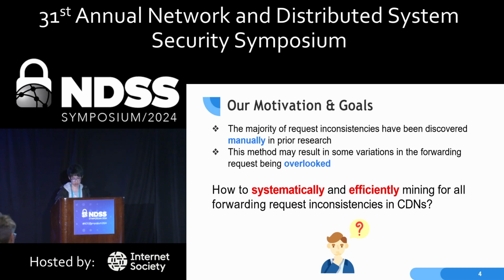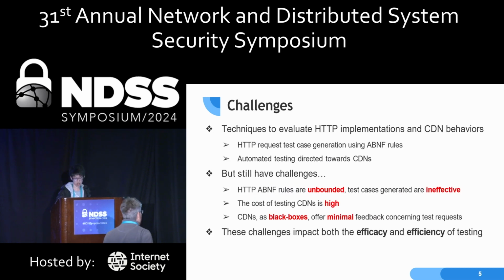It's not easy to do that. We start with the idea of generating HTTP requests as test cases using ABNF rules and automating the testing of the CDN. But there are some challenges. First, HTTP ABNF rules are unbounded. If we randomly generate 100 test cases, maybe only 5 of them are normal and effective. The second is that testing a CDN costs a lot. We can't test a CDN too many times, otherwise our wallet will soon be empty.